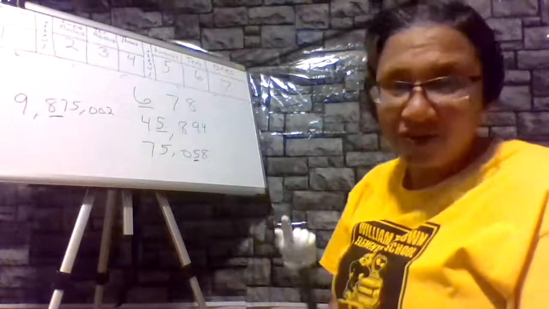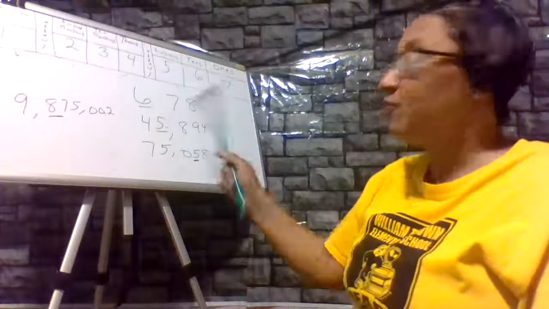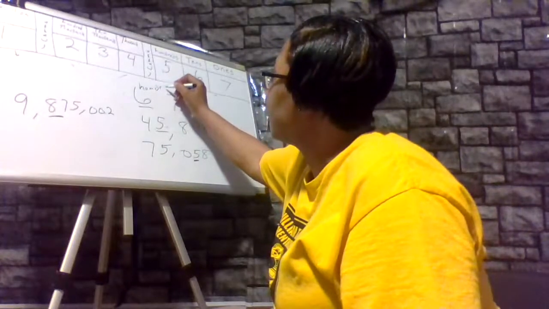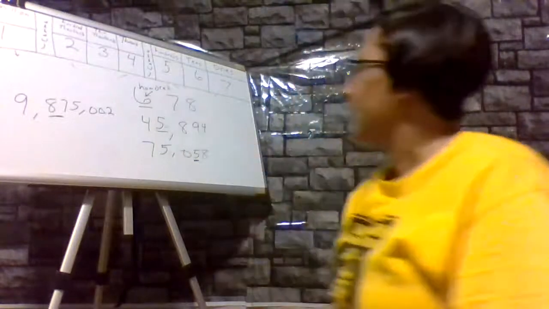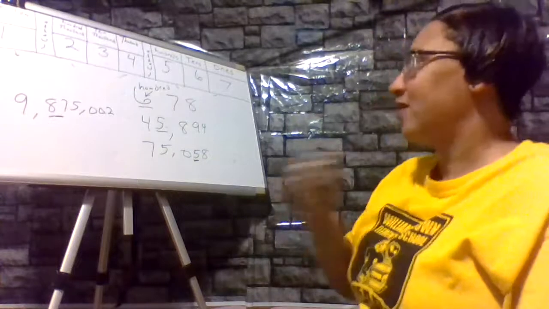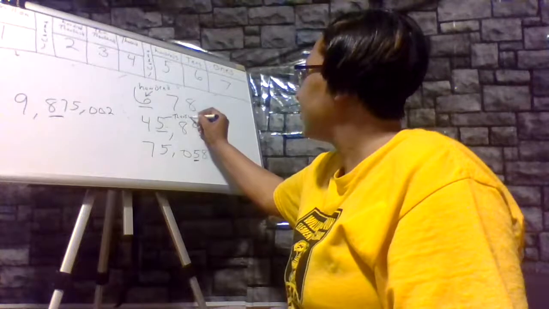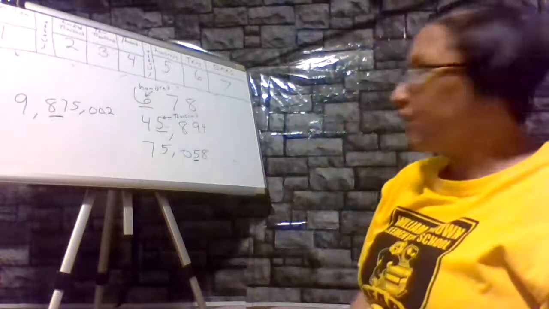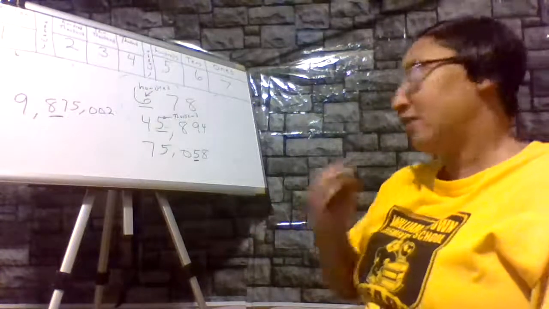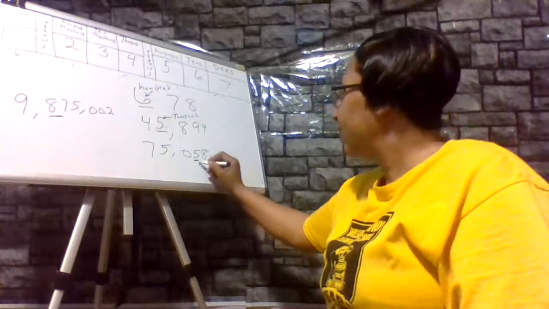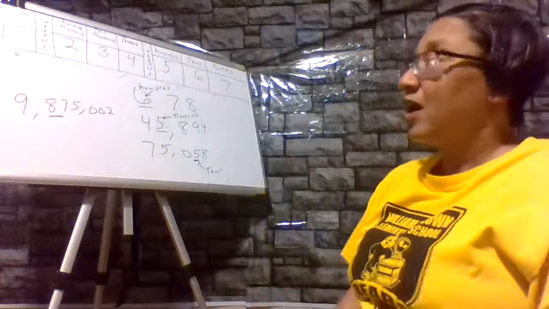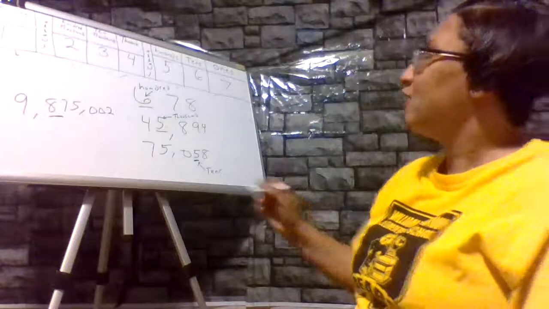All right, so let's have those answers. Let's start with 678. What was the place value for the number 6? That is correct. It was hundreds. How about 45,894? The place value for the 5 was, that is right, 1,000. Okay, what was your answer on 75,058? Remember, this number 5 was underlined. The place value for that number was, that is correct, tens. And the last number for your assignment, 9,875,002. The answer is, that is correct, 100,000.